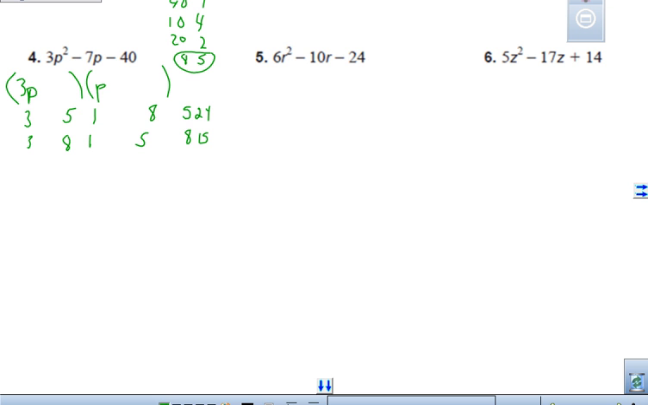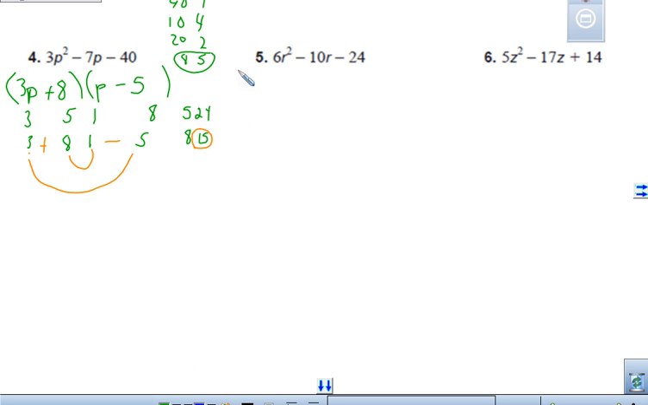So then we need to ask ourselves which one would have to be negative to get a negative 7. Does the 8 have to be negative or the 15? If we want the 15 to be negative, does the negative go first or second? Second, because then the positive 3 times negative 5 would give us negative 15. So then our answer is 3p plus 8 and then p minus 5. And if I FOIL this out, I will get the same thing up there.